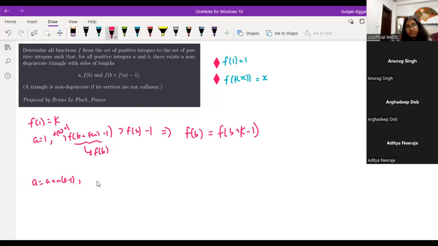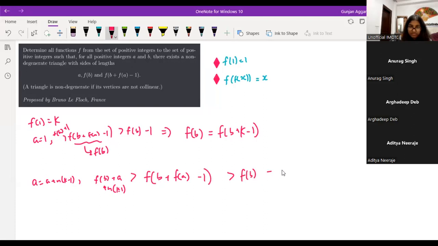Greater than f of b plus f of b plus f of a minus 1, because the second two terms are f of b plus a, then f of b plus f of a. I think we'll eventually get that a plus nk minus 1 is greater than f of b plus f of b plus f of a minus 1.